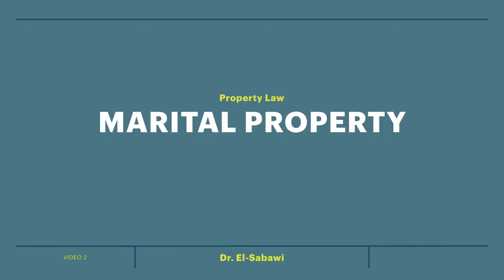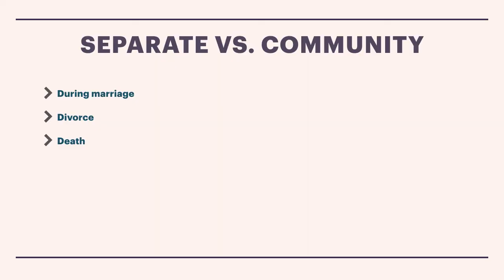So marital property rights under a modern property system, a separate property system or a community property system, can be divided into 3 categories. There are property rights acquired during marriage, property rights acquired at divorce, and property rights acquired at death.